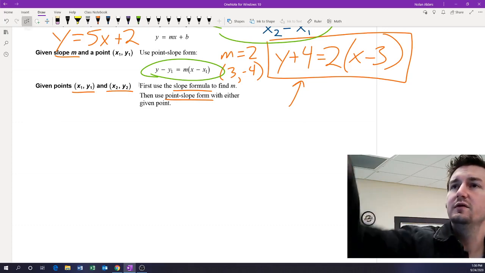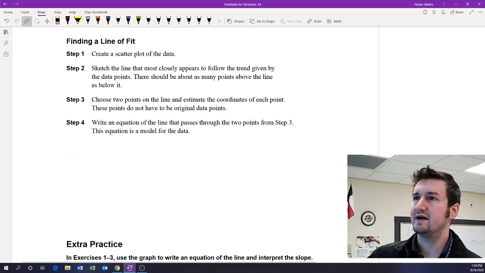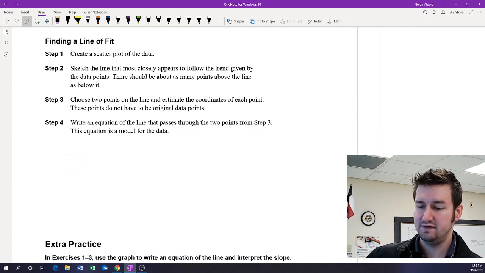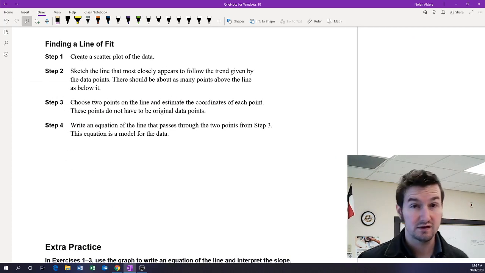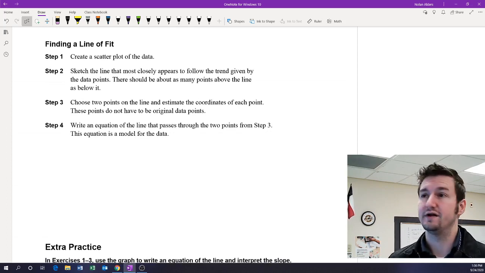Okay? All right, let's move on and look at a strategy for how we would find a line of best fit for a specific problem. And we're going to look at some examples of specific problems here in our next video.